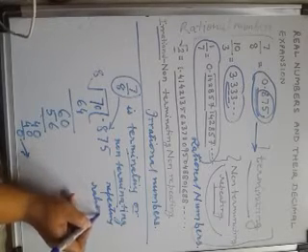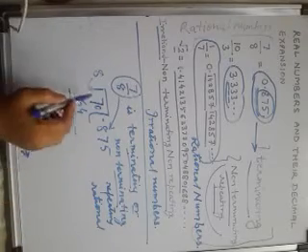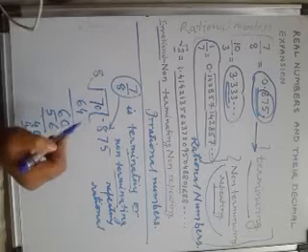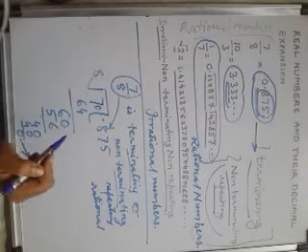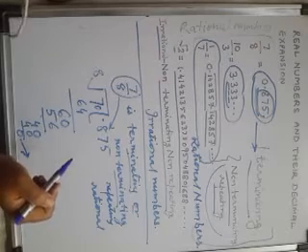Non-terminating repeating rational. Now, what is the another method? Without dividing, you have to tell whether 7 upon 8 is non-terminating repeating or terminating. Let's see.